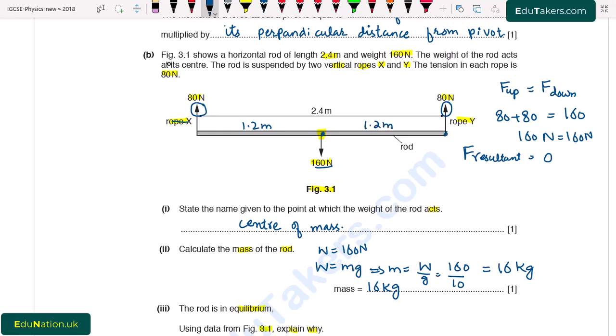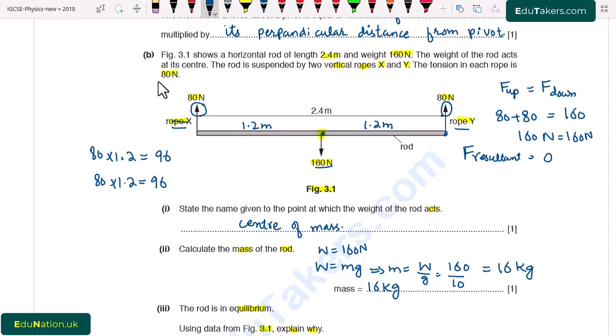So when we calculate, the moment will be the product of force and its perpendicular distance. When I calculate the moment for the rope X, it will be 80 multiplied by 1.2, and it comes to be 96. When I calculate for rope Y, it will also be 80 multiplied by 1.2, equal to 96. So we can simply say that the moments on both sides are equal, that is the clockwise moment will be equal to the anti-clockwise moment.